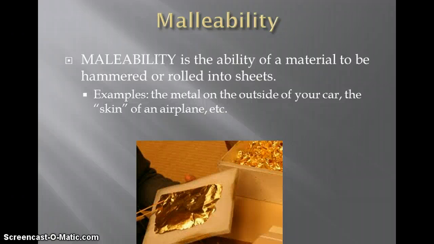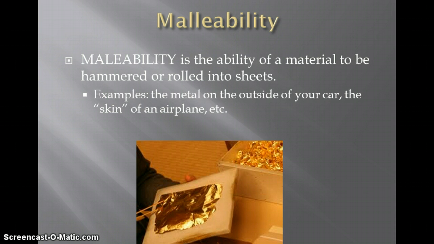Okay, malleability, a tough word to say, but it basically means the ability of a material, or in this case metals, to be hammered or rolled into sheets. So if something's malleable or has the property of malleability, it means that you can roll it flat or hammer it flat. Some examples I gave here are the metal on the outside of your car. That's a thin, flat metal that is then formed for your car.